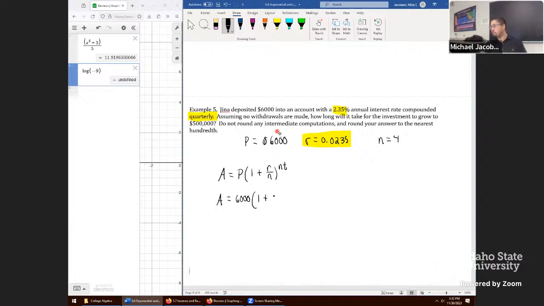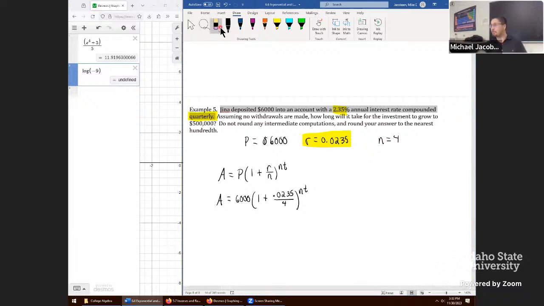1 plus the interest rate, 0.0235, divided by 4, to the power of 4t. So pretty much all I've done is take this information and write down an exponential function that models that information so far. Yeah, go ahead.